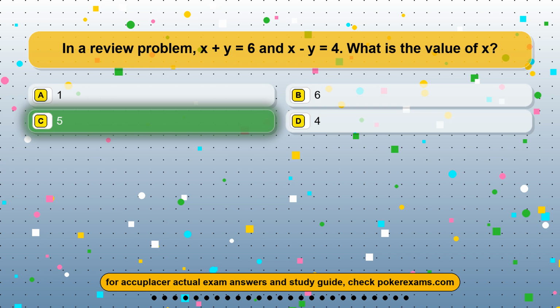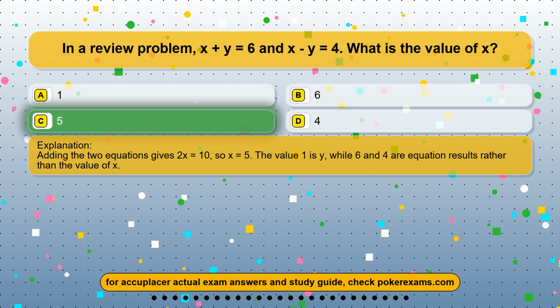The correct answer is option C, 5. Adding the two equations gives 2x equals 10, so x equals 5. The value 1 is y, while 6 and 4 are equation results rather than the value of x.